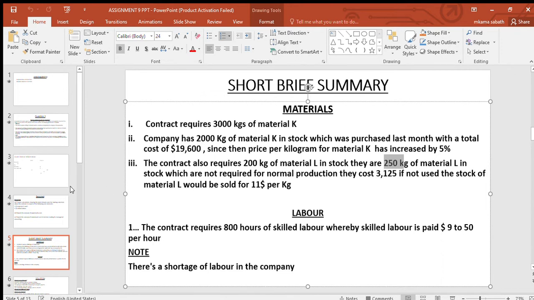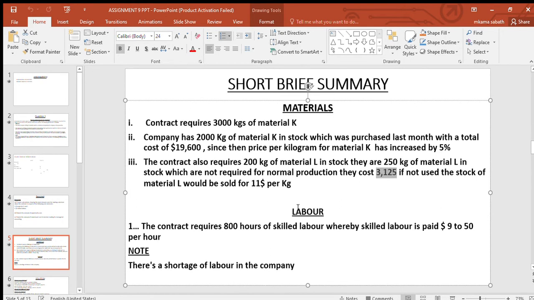for normal production. They cost around $3,125 if not used. In stock, material L will be sold for $11 per kg. Also, labor: the contract requires 800 hours of skilled labor, whereby skilled labor is paid $9.50 per hour. Note that in the organization of the company, there is a shortage of what? Of labor.